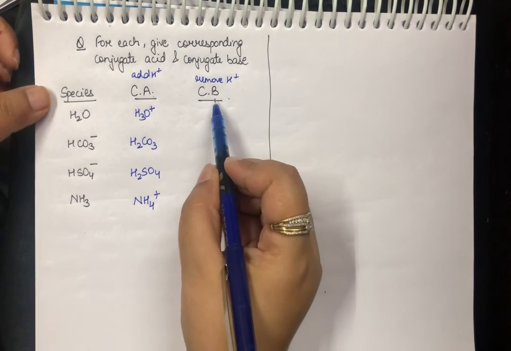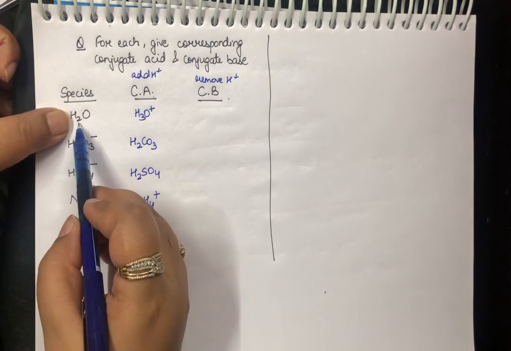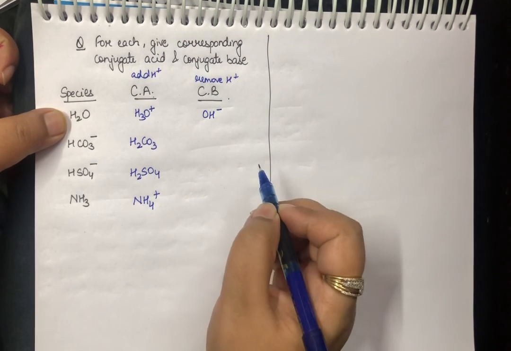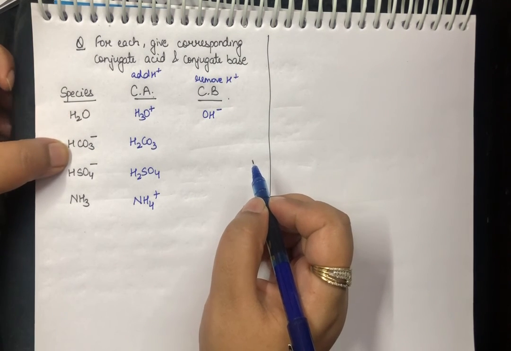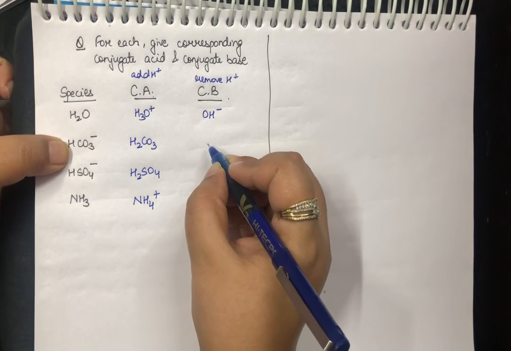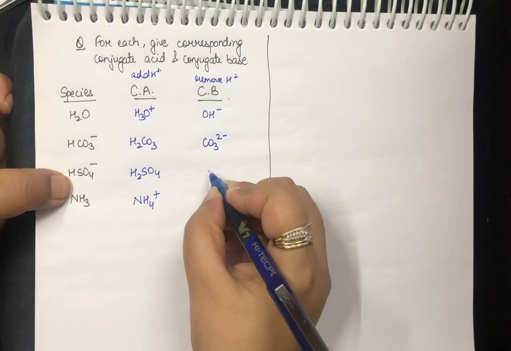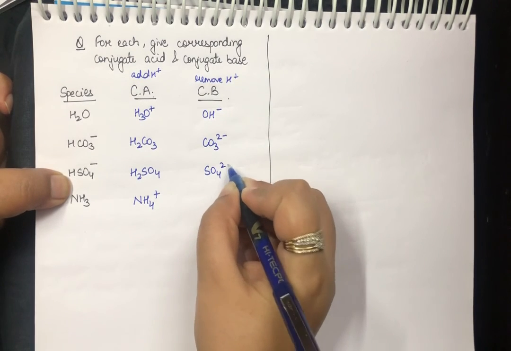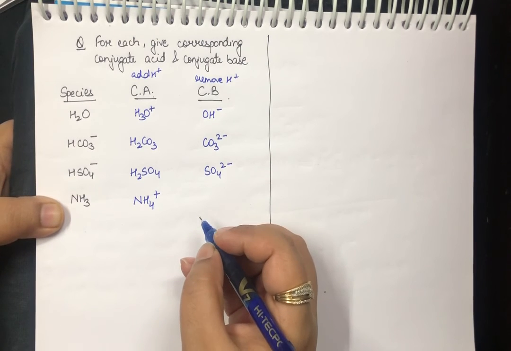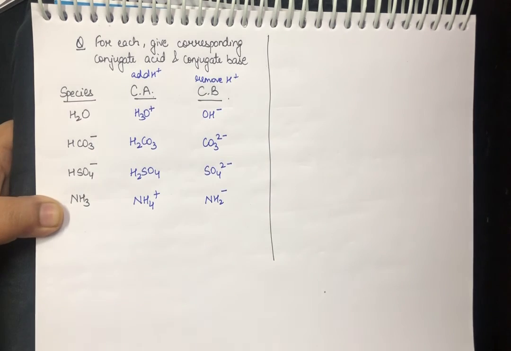Now, if you have to find out the conjugate base, you just have to remove H plus from this. So water, if you remove H plus, it will be left with OH minus. That will be the conjugate base. Similarly, for HCO3 minus, if you remove one more hydrogen from it along with the positive sign, it will be CO3 2 minus. HSO4 minus will become SO4 2 minus. And if in NH3 you remove one of the H plus, one of the protons, you will get NH2 minus.